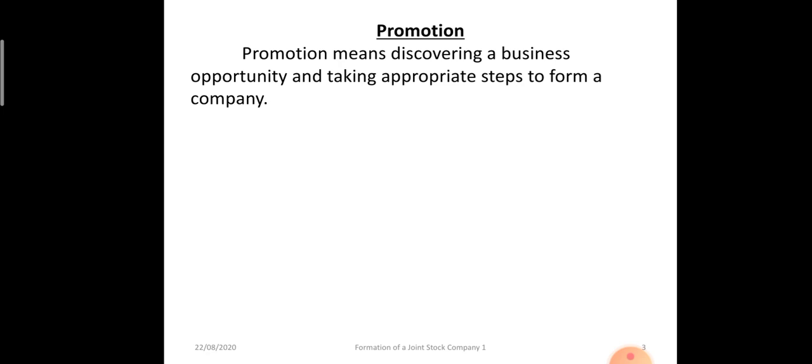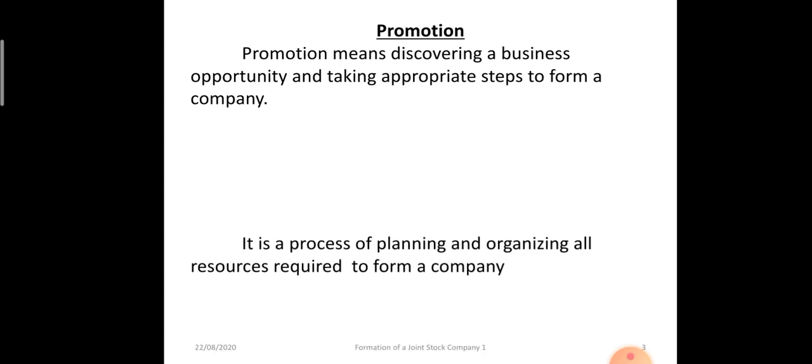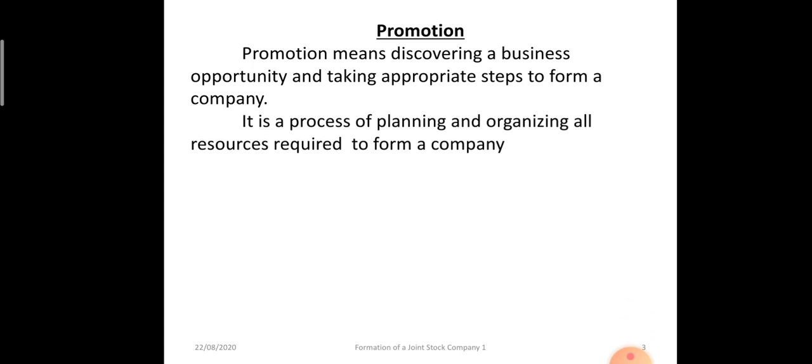Now, promotion means discovering the business opportunity or business idea and taking all necessary steps for the formation of the company. The first and the most important thing is discovering and identifying a business opportunity or business idea. We can say that promotion is the process of planning and organizing all the resources required to form a company.